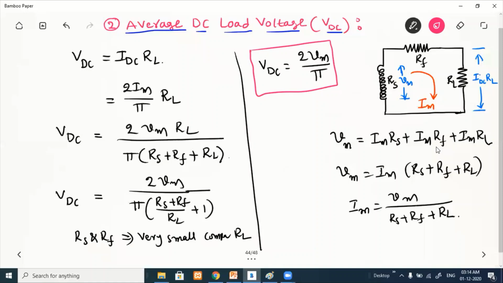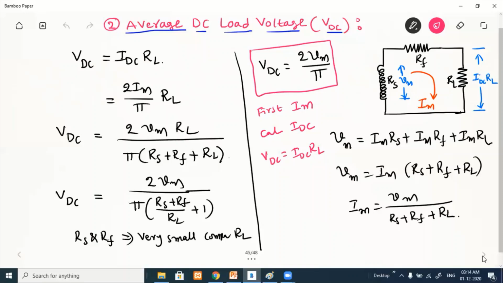Okay, so practically first calculate IM. From that IM, calculate IDC. Then from this IDC, we can calculate VDC as VDC equal to IDC into RL. This is the best way to calculate the VDC. So VDC equals 2VM by pi, that is the approximate equation. By neglecting RS and RF only, we are getting this equation.